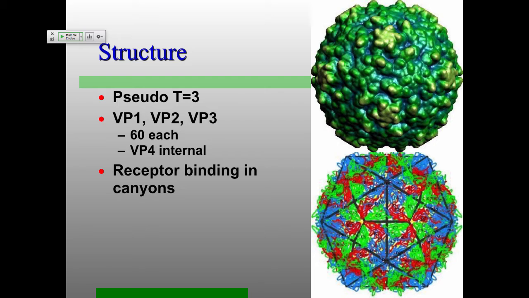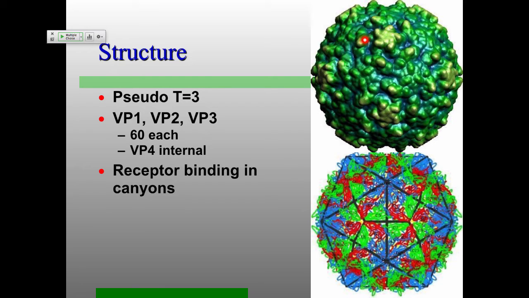Binding of the receptor for this virus, and we'll look at the receptor in just a second, happens in what are called canyons. Where the heck are the canyons? Canyons are when you look at this structure here, we have these big depressions. In fact, literally right around the 5-fold axis of symmetry, you see this big hole right here.